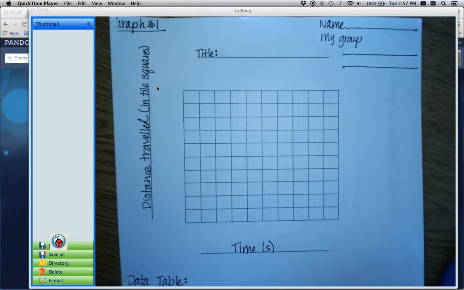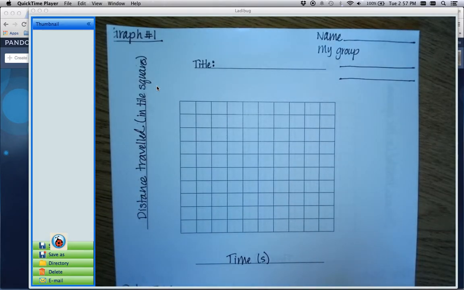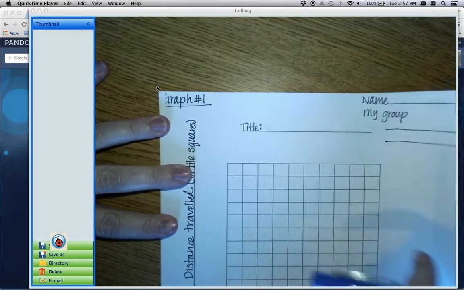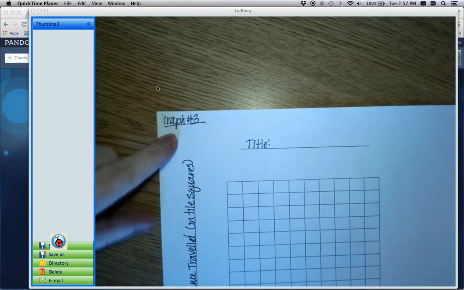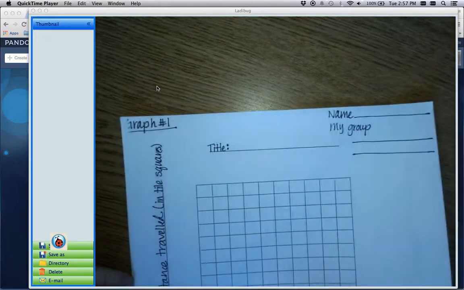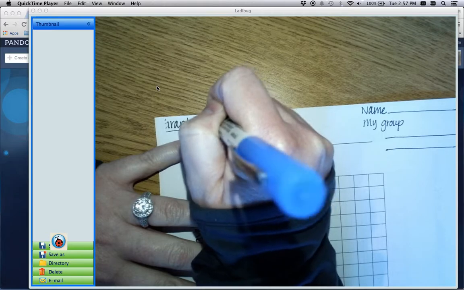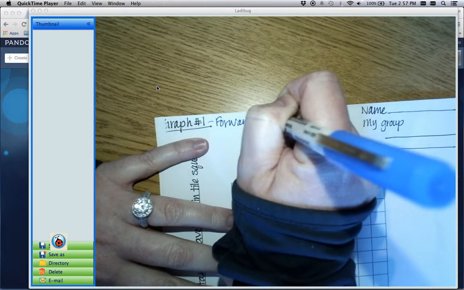All right, guys, so what you see on the screen here, these are the papers that you got last week. What I'm going to have you do is work through this lab. Up in the corner, you will see graph number 1. On the back, here's graph number 2, graph number 3, and then there's a blank one, okay? On graph number 1, we are going to do just forward motion, okay?